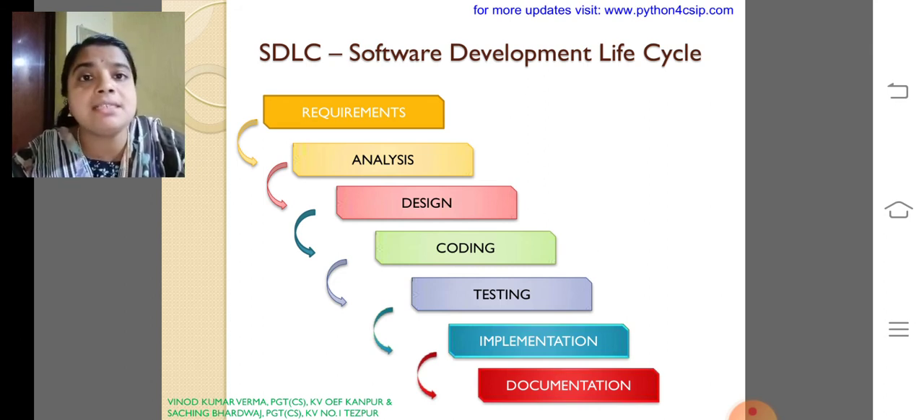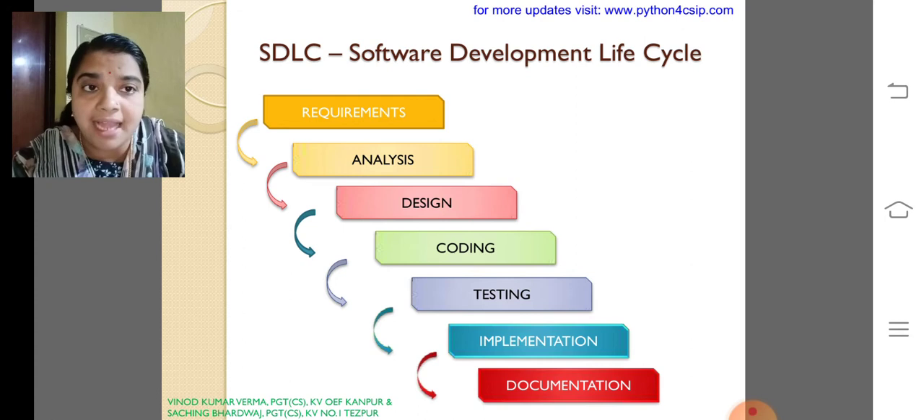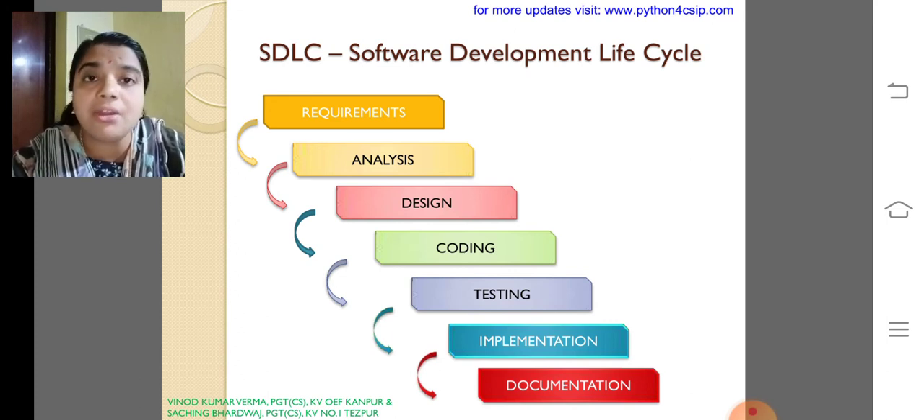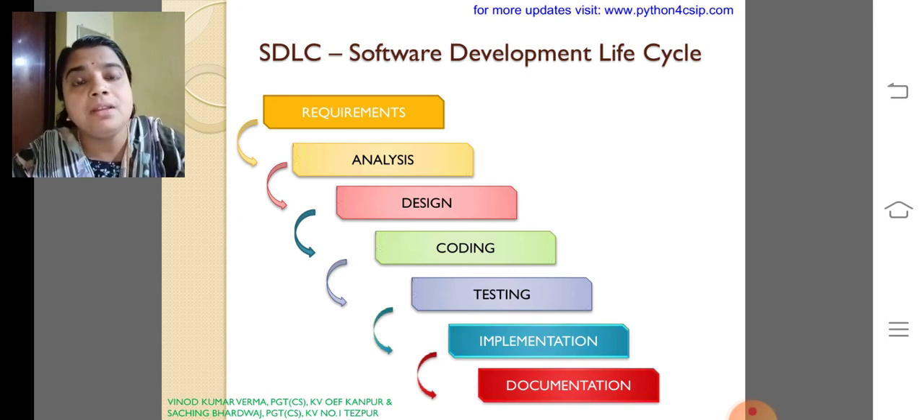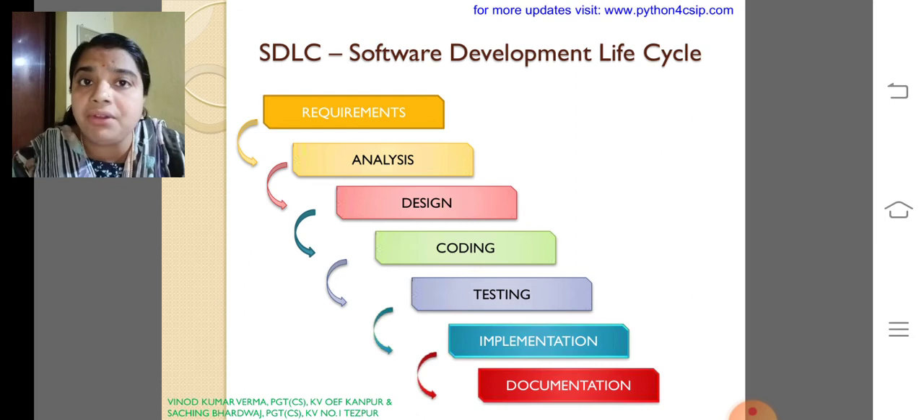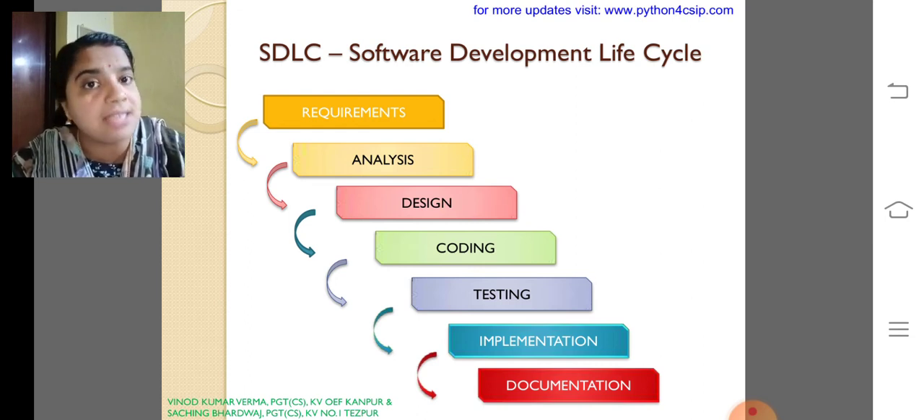The first one is requirements. Second one is analysis. Third one is design. Fourth one is coding. Fifth is testing. Then implementation. Then the last one is documentation. We should discuss more about each and every step in the software development life cycle.